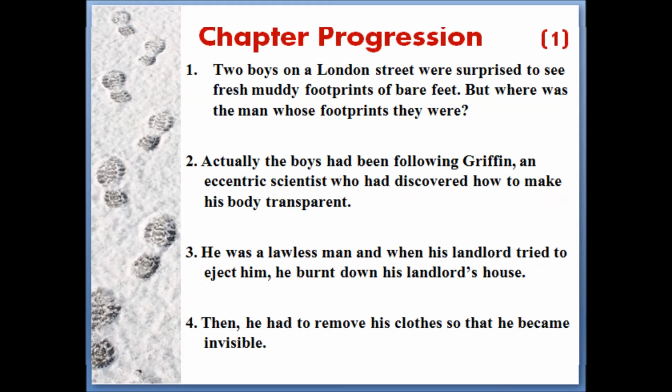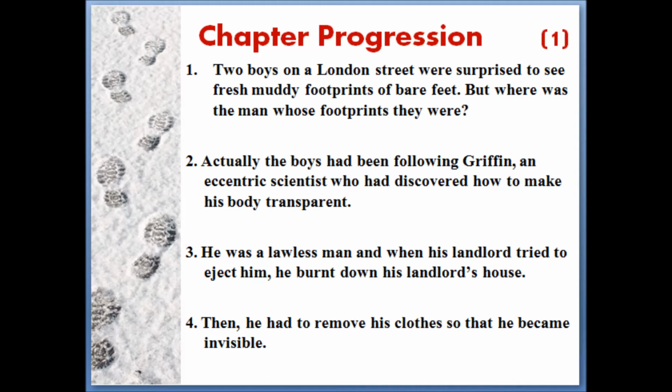Chapter progression and summary. Two boys on a London street were surprised to see fresh muddy footprints of bare feet. But where was the man whose footprints they were? Actually, the boys had been following Griffin, an eccentric scientist who had discovered how to make his body transparent. He was a lawless man, and when his landlord tried to eject him, he burned down his landlord's house. Then he had to remove his clothes so that he became invisible.